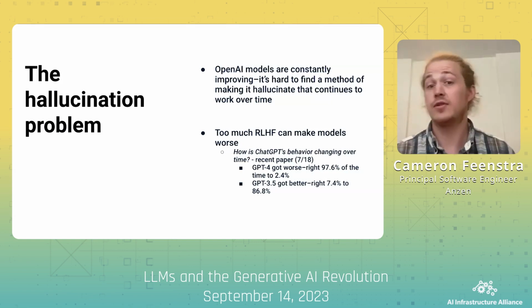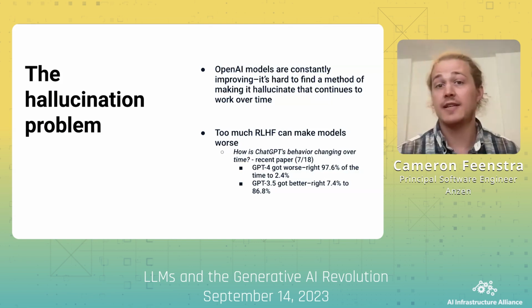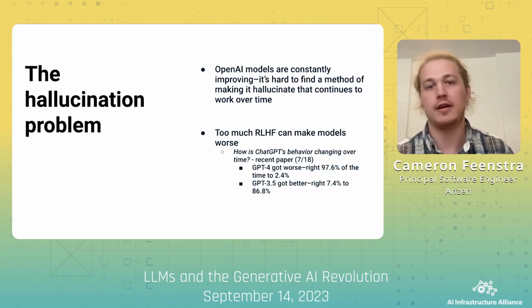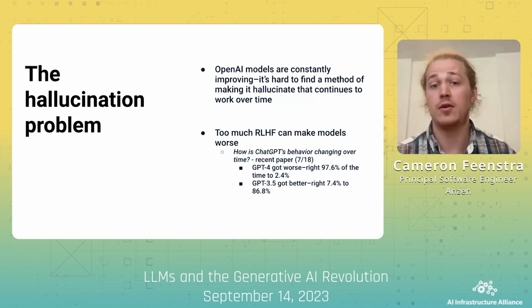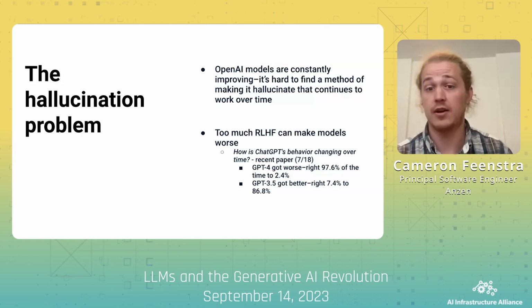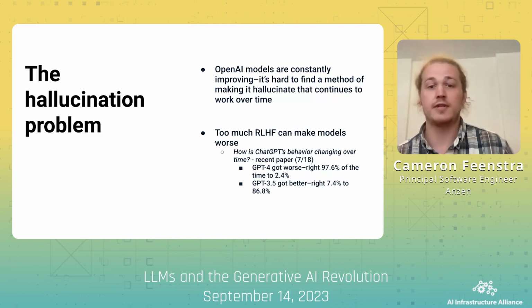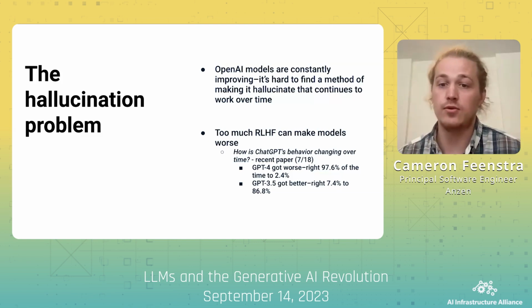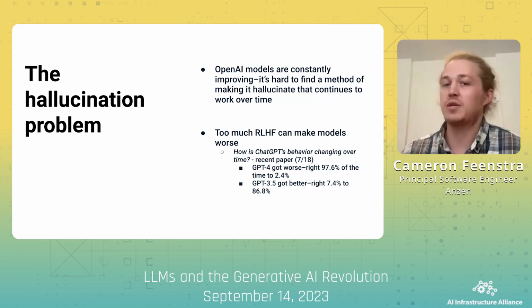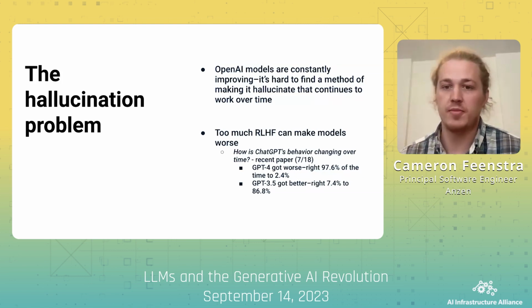And it's also interesting that OpenAI's models in particular have gotten a lot better at refusing to give you an answer when they don't have the information necessary to do it. But this sort of RLHF, reinforcement learning from human feedback, which is one of the techniques used to create that behavior, can actually make the models worse in some dimensions.